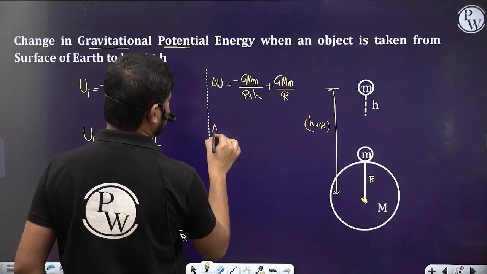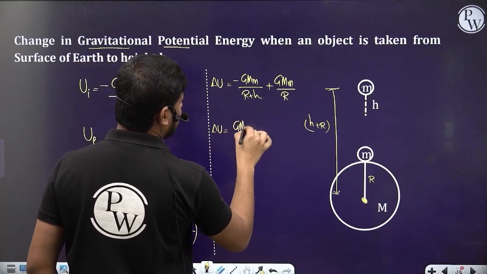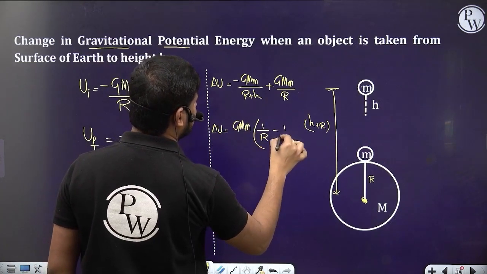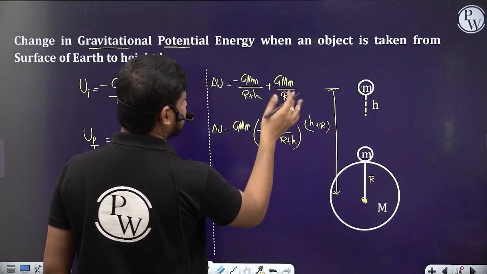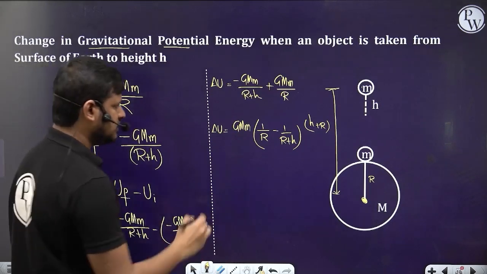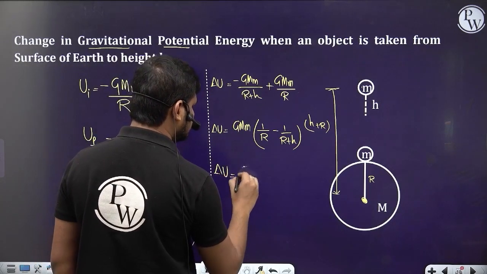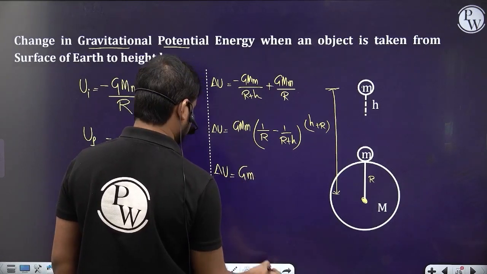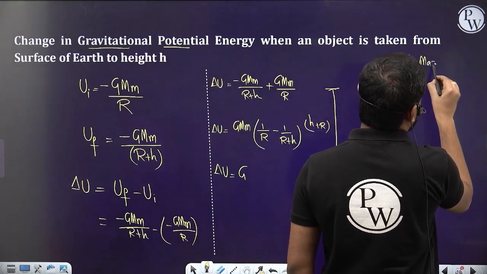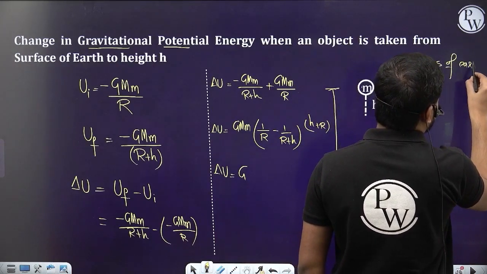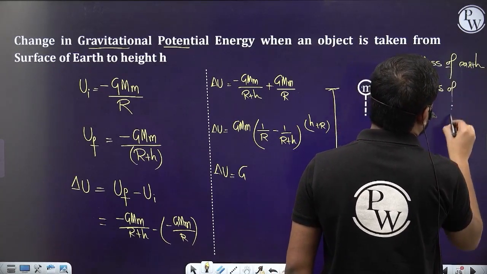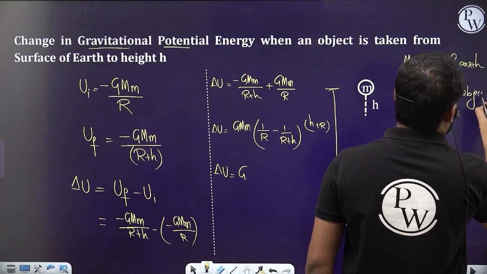So let's do one thing. For delta U, let's take GMm out. So I'm writing 1 by r minus 1 by r plus h. I'm just writing the reverse, 1 by r, and this part is minus, right? So I'm writing minus 1 by r plus h. So delta U is equal to GMm. Sorry, this is capital M, the mass of the earth, and small m is the mass of the object.